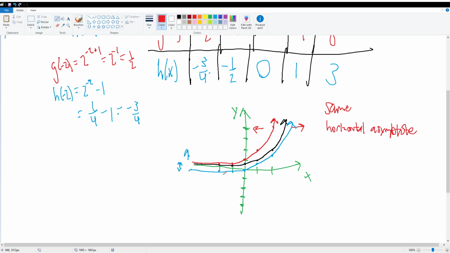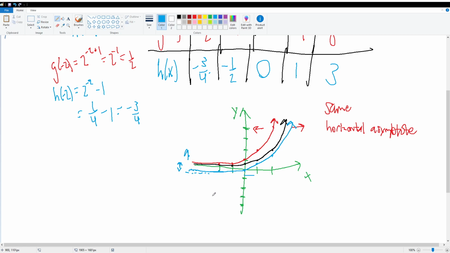asymptote is at what looks like to be negative, I think it should be negative 1, right? I know it's not really exactly drawn to scale, but you can see that it would actually end up being at negative 1. So when we're doing those types of shifts, some of the characteristics change.